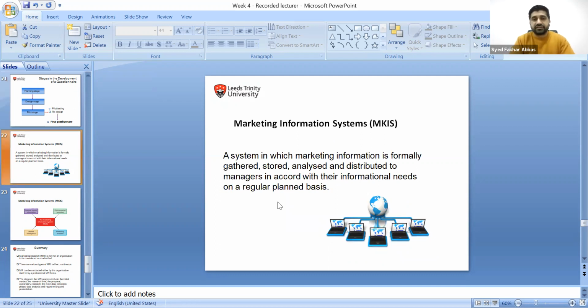Another important topic is the marketing information system. Basically, the world is a global village. Just because of the internet, we are acting just like a village. Within seconds, we are sending emails, we are sending SMS, and we are improving ourselves and our businesses. So the marketing information system is very important for all companies. They are spending a lot of money on technology and on their information systems to develop and grow their businesses.